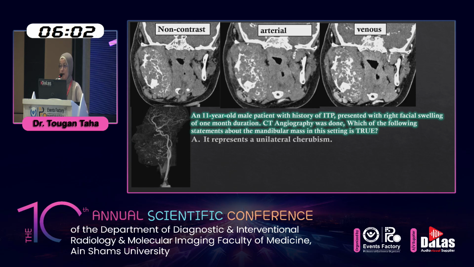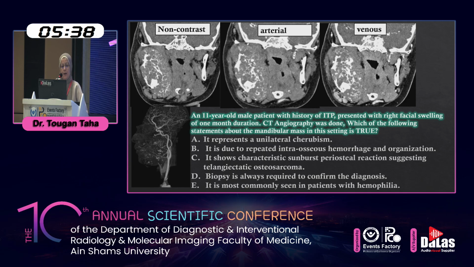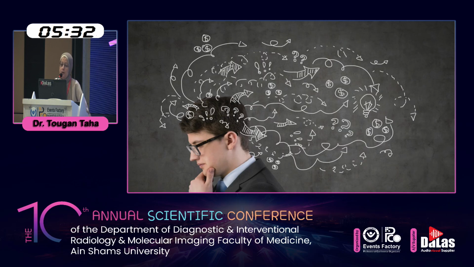It represents a unilateral cherubism. It is due to repeated intraosseous hemorrhage and organization. It shows characteristic sunburst periosteal reaction suggesting telangiectatic osteosarcoma. Biopsy is always required to confirm the diagnosis. It's most commonly seen in patients with hemophilia. What do you think?